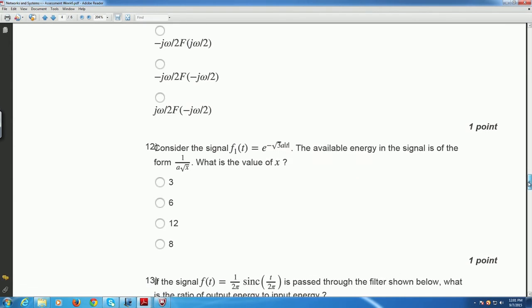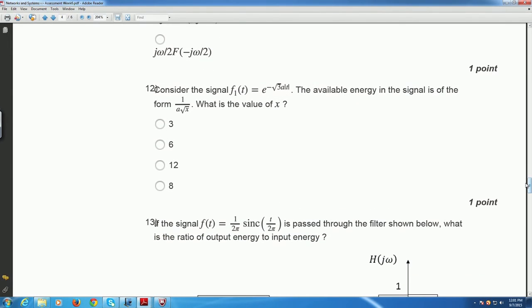Be careful about the numbers. Okay. So, now here is a signal f1 of t, which is e power minus root 3 a mod t. Now, the available energy in the signal is of the form 1 by a root x. What is the value of x? This is again a straightforward integration problem. I do not want to go into the details. You use the definition of the energy of the signal, which is the integral of the absolute value of f1 of t squared. This is just an exponential, so the squaring will get rid of the mod. You have to just use a very simple integration after that.